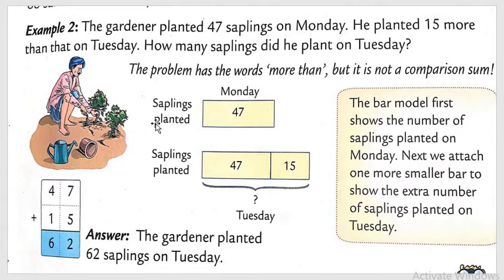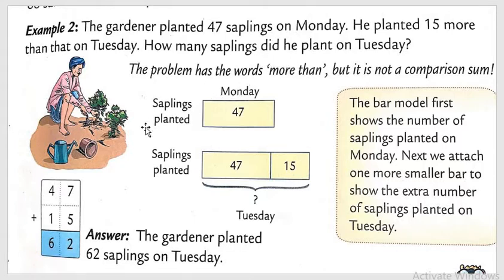Second example of gardener. Example of gardener, but example of which? Addition example. Okay, addition model. So the gardener planted 47 saplings on Monday. How many saplings on Monday? 47 on Monday. He planted 50 more than that on Tuesday. How many saplings did he plant on Tuesday?